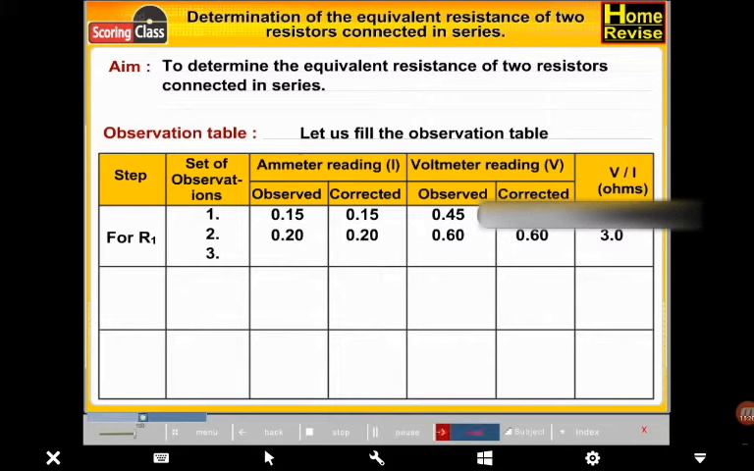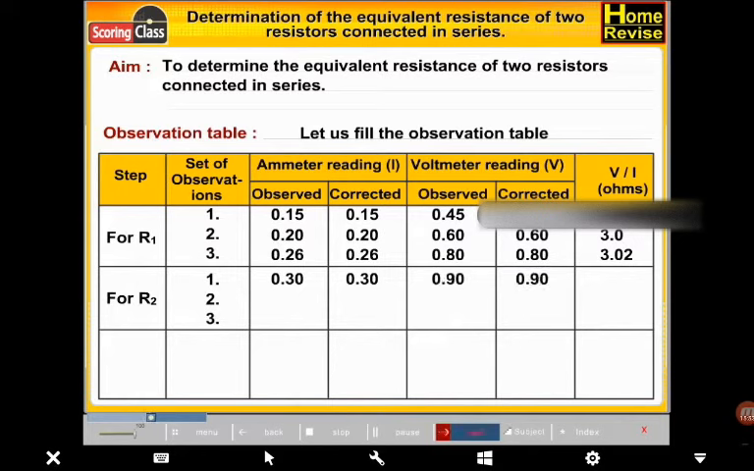For R1, here we have third set of observations. Ammeter reading observed 0.26, corrected 0.26. Voltmeter reading observed 0.80, corrected 0.80. It is 3.02 ohms. For R2, for first set of observations, ammeter reading observed 0.30, corrected 0.30. Voltmeter reading observed 0.90, corrected 0.90. It is 3.0 ohms.